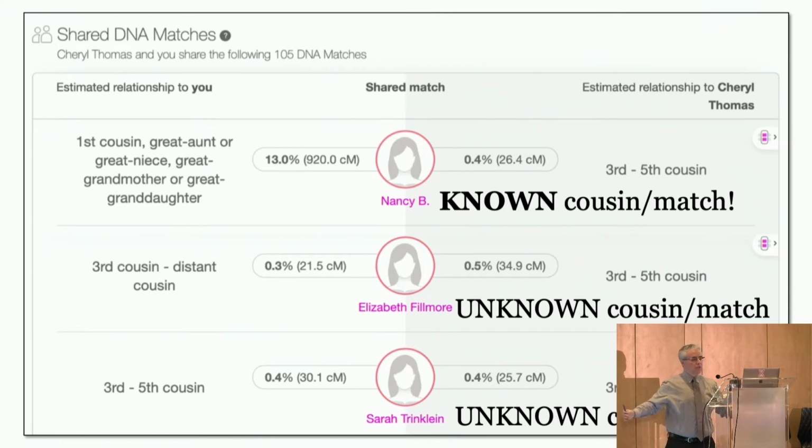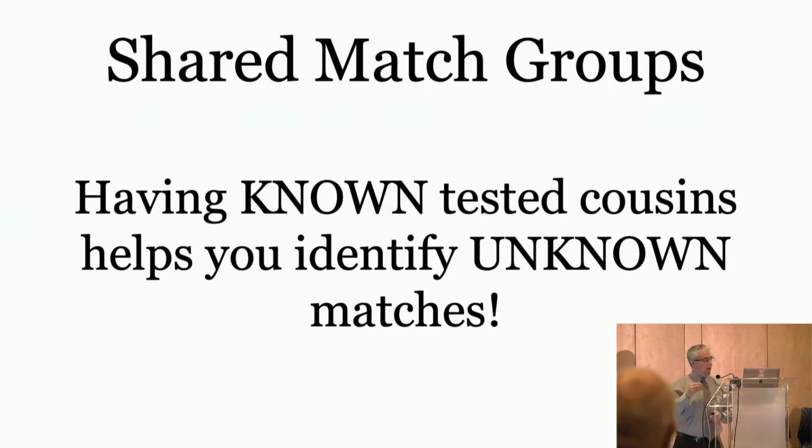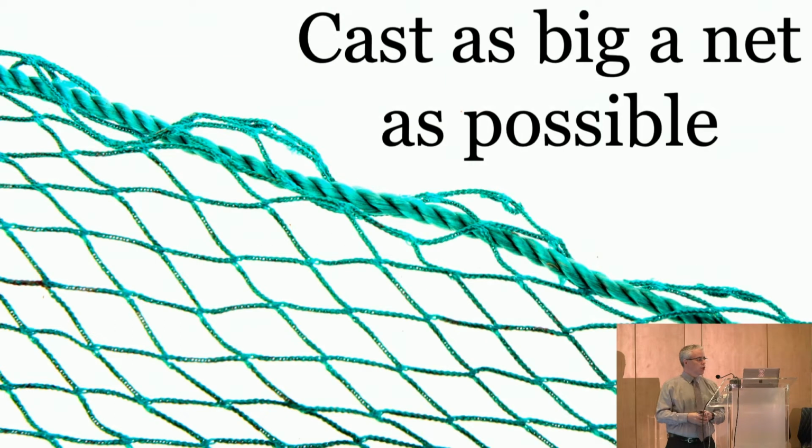So the more people you have tested, again, the more you're going to be able to take advantage of this. And because we're not focused on a specific problem, we're simply looking to find these matches randomly when we have a new match come in, that's why we want to try to find it on multiple lines. Because we want to have these known tested relatives because we never know when they're going to show up in these shared match groups. And certainly we want to cast a net as wide and as big as possible.